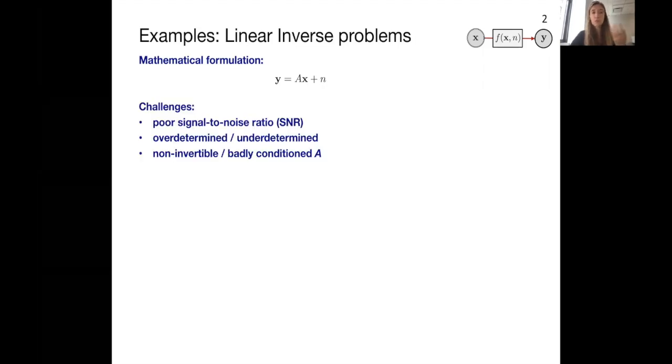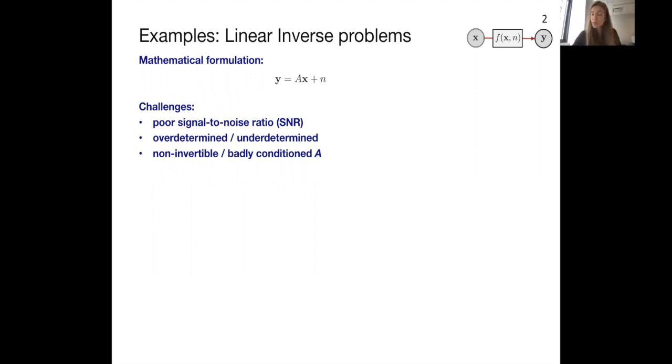To give you a few ideas, there can be signal-to-noise ratio issues, where you may have noise of too high amplitude, which prevents you from recovering information about the input. Then the linear system you have to solve might be overdetermined or underdetermined, and it may be non-invertible, or you can have a matrix that is badly conditioned. All of this can make it difficult to solve the inverse problem.